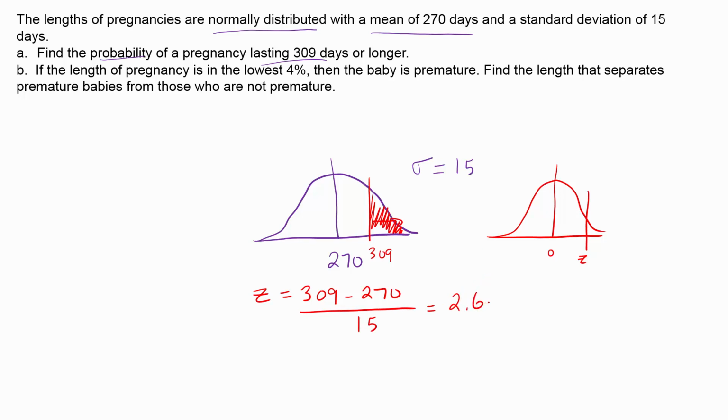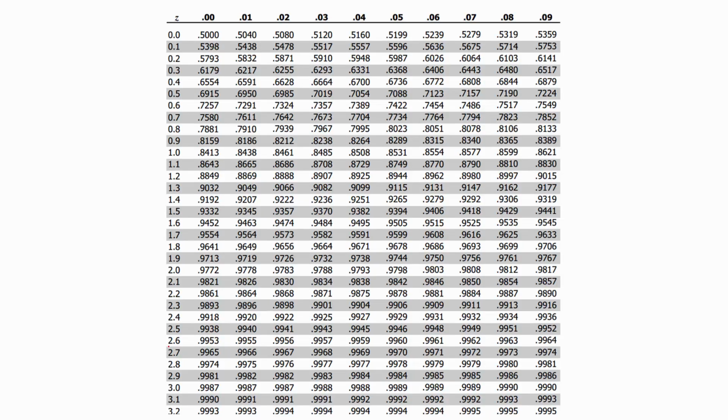So from here I go to my table and I look up 2.6, and in this case 0.00 because I want exactly 2.6, and I get 0.9953. However, this is why you want to draw a picture.